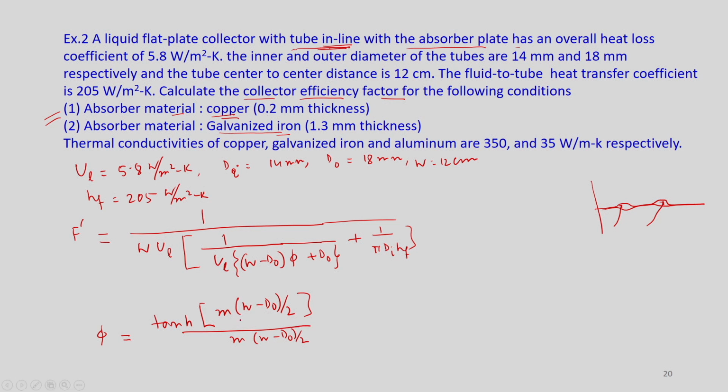So, these values are known to us. So, straight away you can calculate what is phi. Before that we must know what is m. So, m is equal to root over UL by Kp del P, right. So, if we substitute the values of UL is 5.8, then what is Kp? If we consider copper, in the first case Kp is 350 and del P is 0.2 into 10 to the power of minus 3. Okay. So, this thickness is del P.